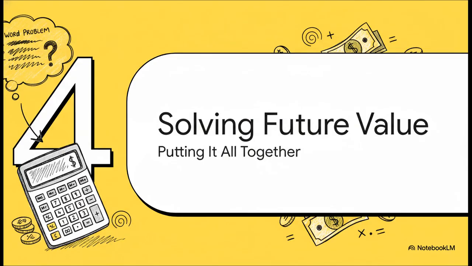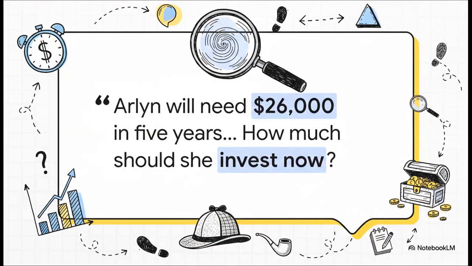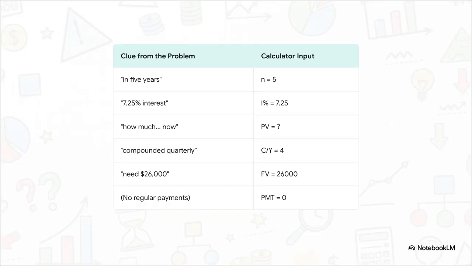We're going to walk through a real-world problem and see how we can turn it into simple calculator inputs. So you see a block of text like this, and it's easy to get overwhelmed. Don't. Your job is to be a detective. Just scan the paragraph for clues that match up with our TVM variables. And here's how we do it. In 5 years, that's our N. 7.25% interest? Easy, that's I%.